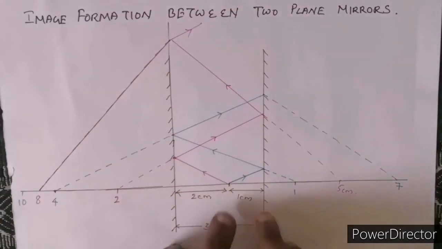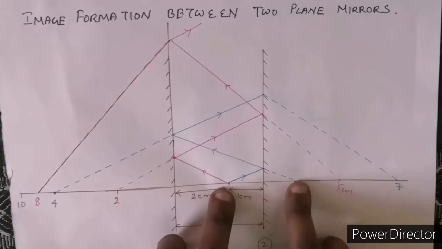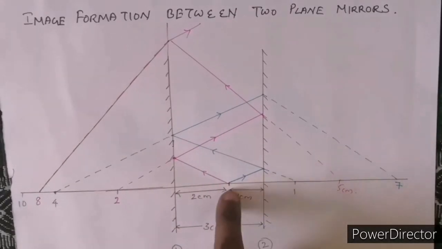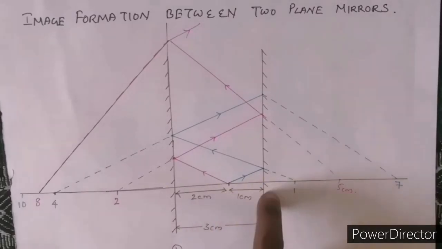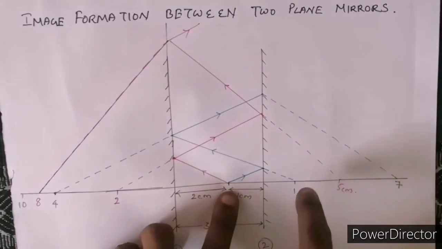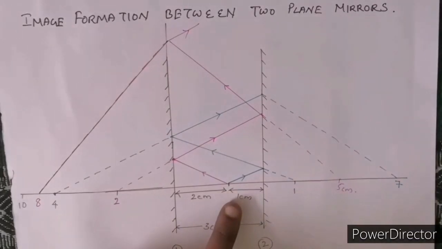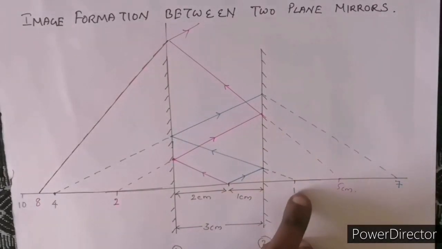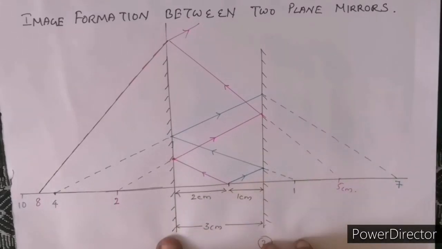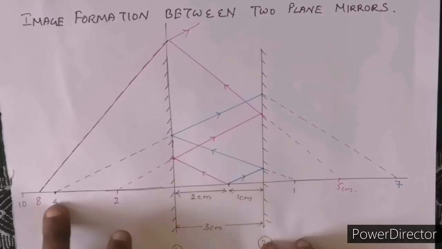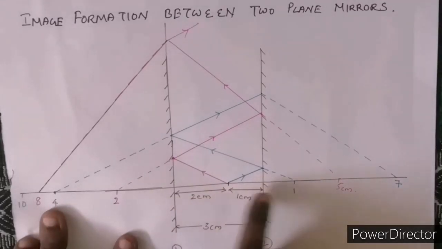Similarly, for the second mirror, this will be the first image. That means the distance between the object and the second mirror is 1 cm, so we are getting an image exactly 1 cm from the second mirror. This 1 cm image is the object for the first mirror, and we are getting a 4 cm distance. That means 2 plus 1 plus 1.